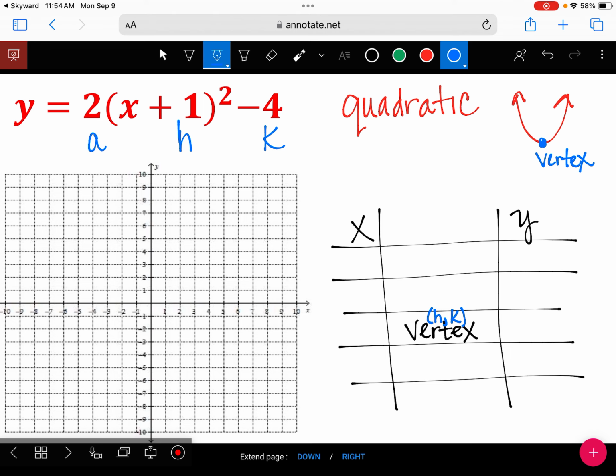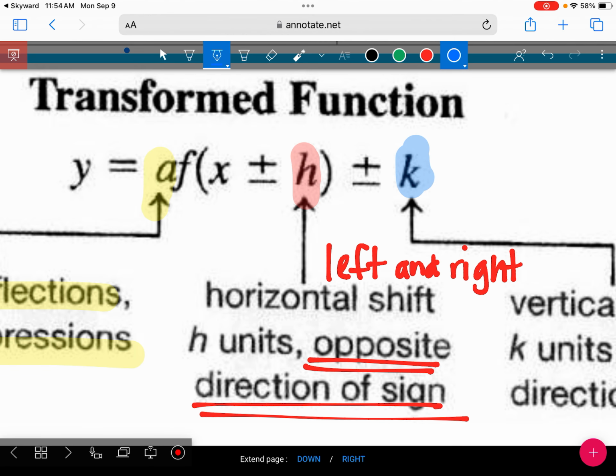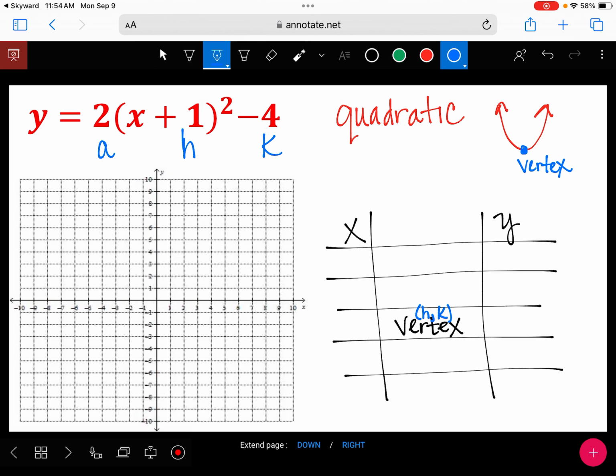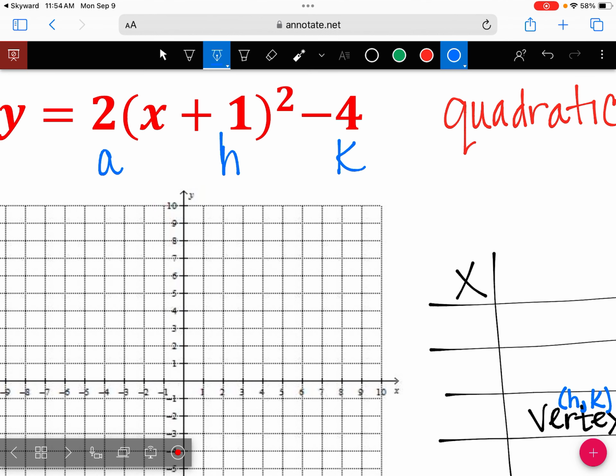Not close. Not 1, -4. -1, -4. So let's go back here. Remember, H is the only one that you have to flip. Only for H. Is everybody listening? For H, you have to flip it. So if it's positive, it becomes negative. And if it's negative, it becomes positive. Because what we really have in this parentheses is x minus -1 squared.